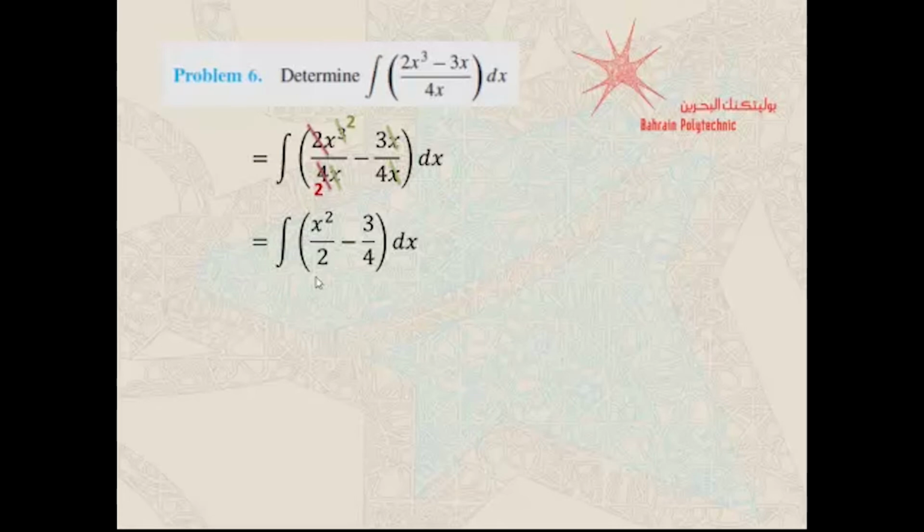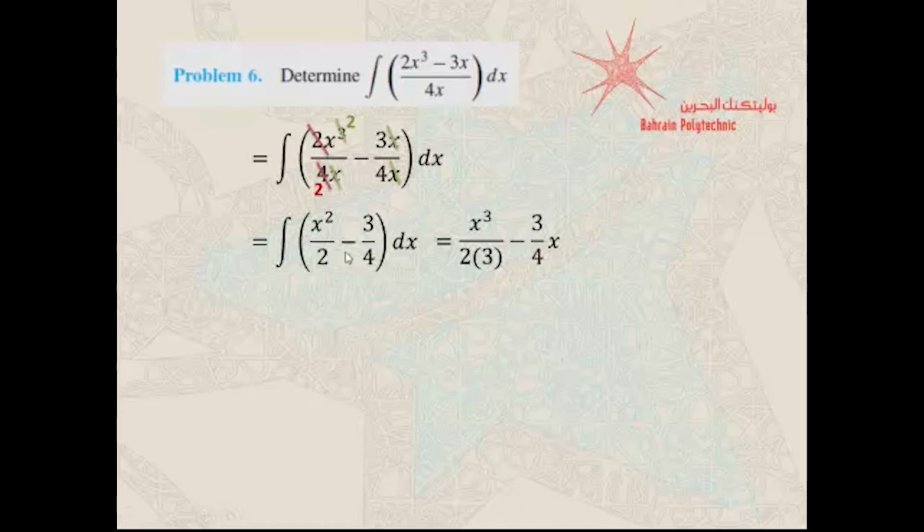My integration here is x squared over 2. To integrate it, I'm going to take the power, x to the power of 2, and increase the power by 1. It becomes x to the power of 3, and then I'm going to divide by the new power, which is 3.